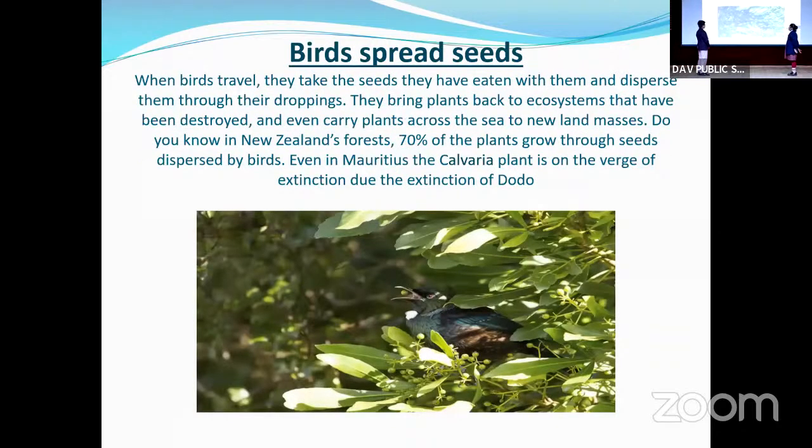Birds spread seeds. When birds travel, they take the seeds they have eaten with them. They disperse them through their droppings. They bring plants back to ecosystems that have been destroyed, and even carry plants across the sea to new land masses. Do you know, in New Zealand's forests, 70% of plants are dispersed by birds? Even in Mauritius, the calvaria plant is on the verge of extinction due to the extinction of the dodo.